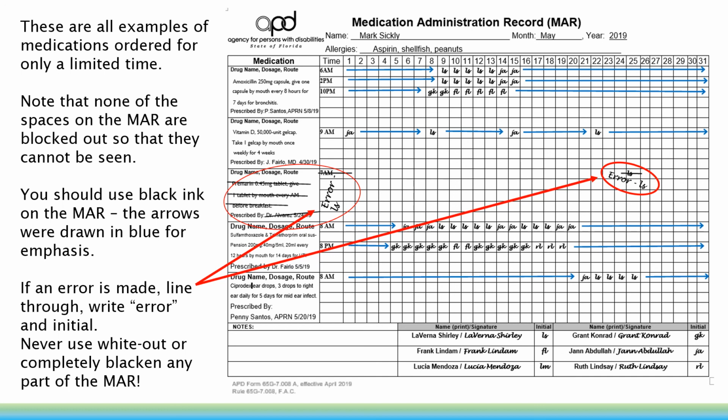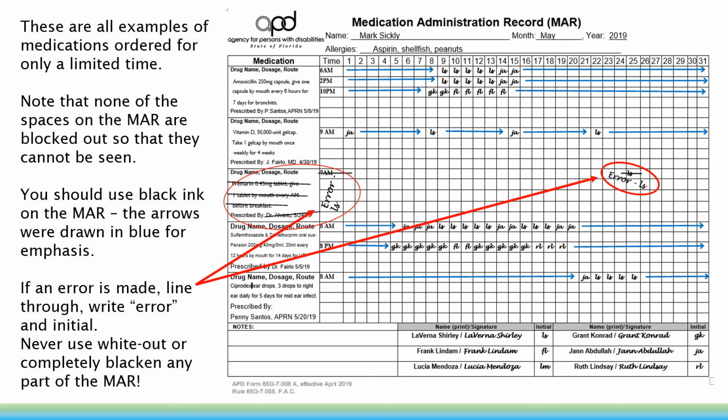You should use black ink. Black ink is required on the MAR. The arrows were drawn in blue for emphasis on the slide. If an error is made, line through, write error and initial. Never use whiteout or completely blacken any part of the MAR.